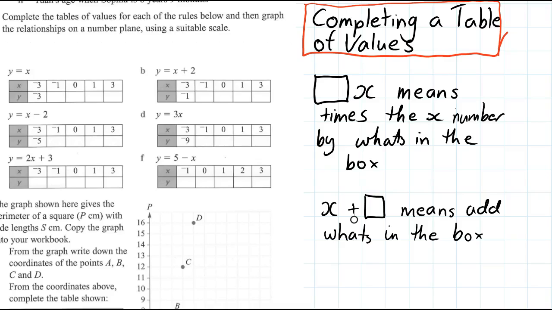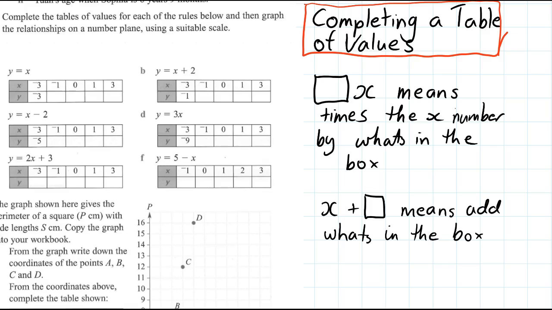Hi guys and girls, today we're looking at completing tables of values. So the question here asks you to complete the table of values for each of the rules below and then graph the relationships on a number plane using a suitable scale.